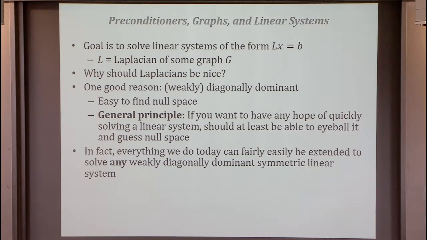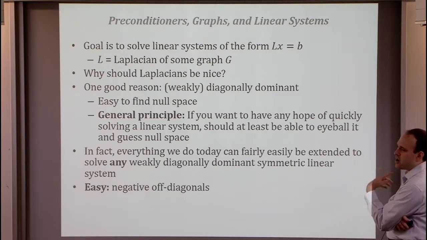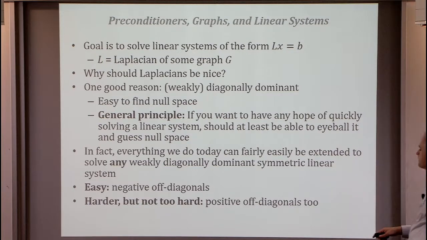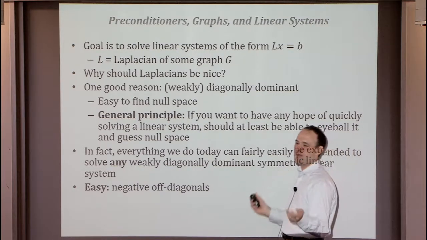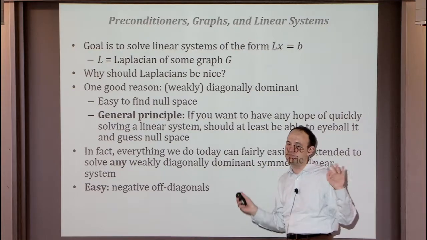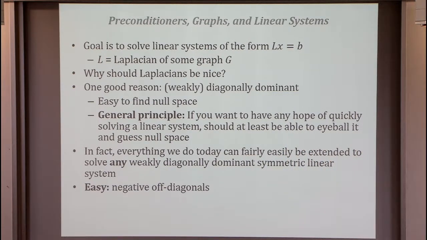I should mention that everything we talk about today can be extended to solve any weakly diagonally dominant system, not just Laplacians. And it's really a straight black box reduction. Negative off diagonals are basically graphs with self-loops. If I keep my non-diagonal entries negative, the only difference between Laplacians and weak diagonal dominance is that for Laplacians the row sums exactly to the diagonal entry, and here it could sum to less than or equal. That actually just makes the problem easier.